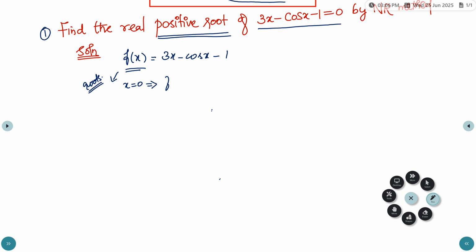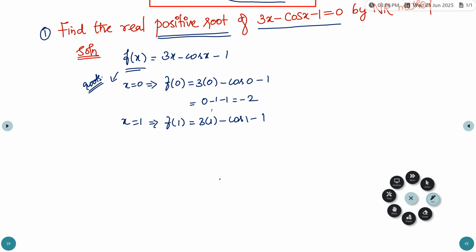What do you get? f(0) = 3 into 0 - cos 0 - 1. So cos 0 is 1, 3 into 0 is 0, minus 1 minus 1. We are getting the answer as -2. Next, put x = 1. f(1) = 3 into 1 - cos 1 - 1.